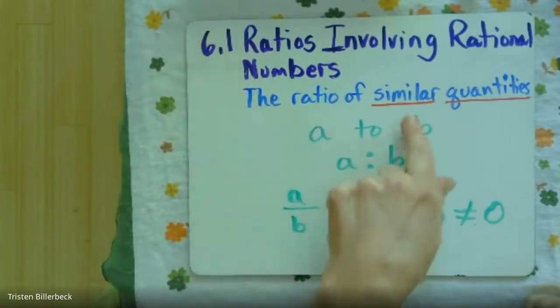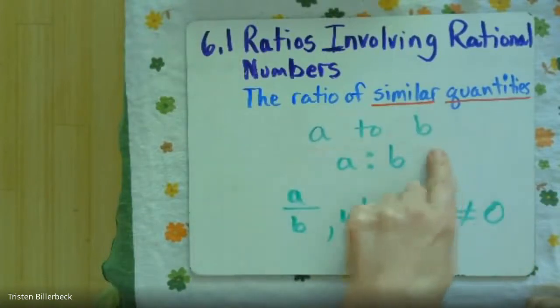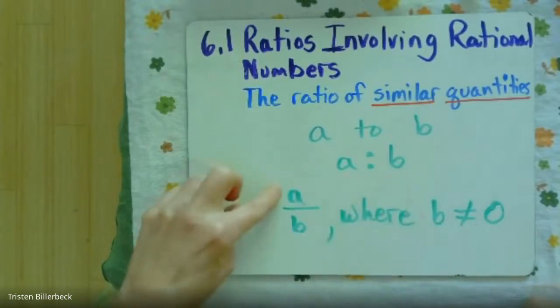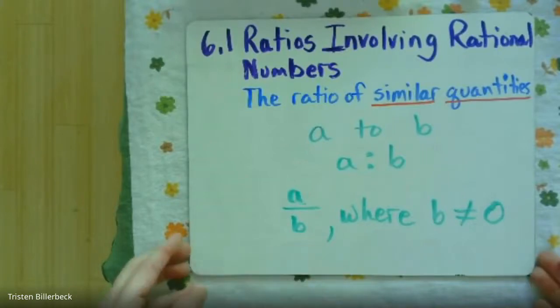We're going to talk about ratios involving rational numbers. The ratio of similar quantities, A to B, is written A to B, or as A over B, where B cannot equal 0. We cannot have a 0 in the denominator because it makes it undefined.